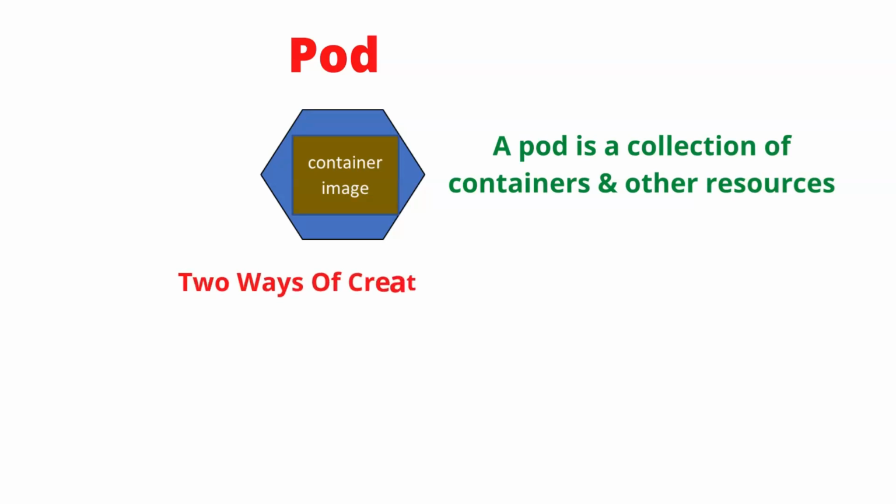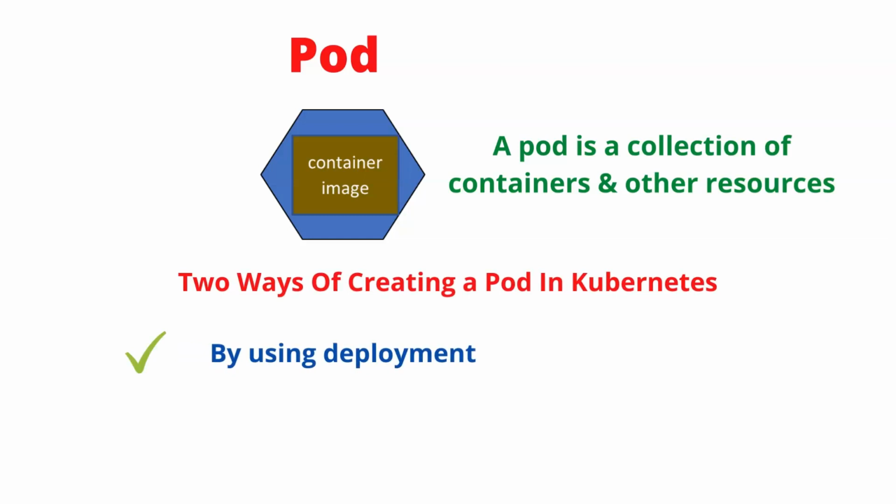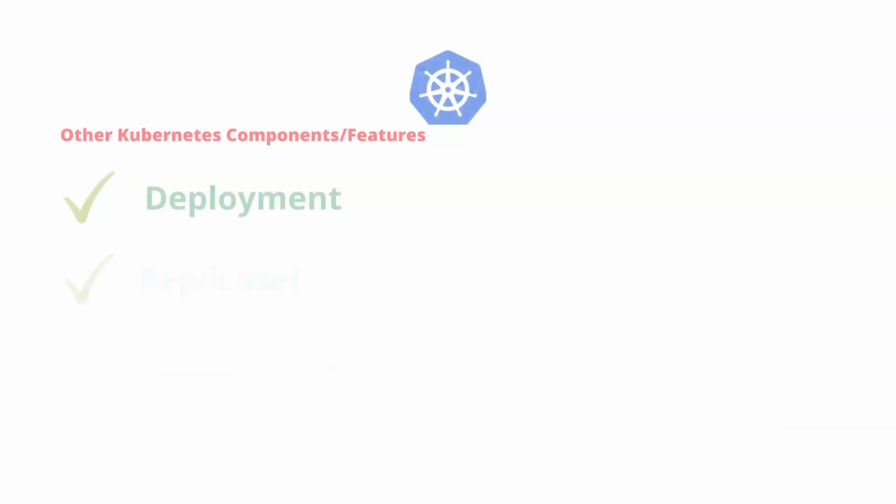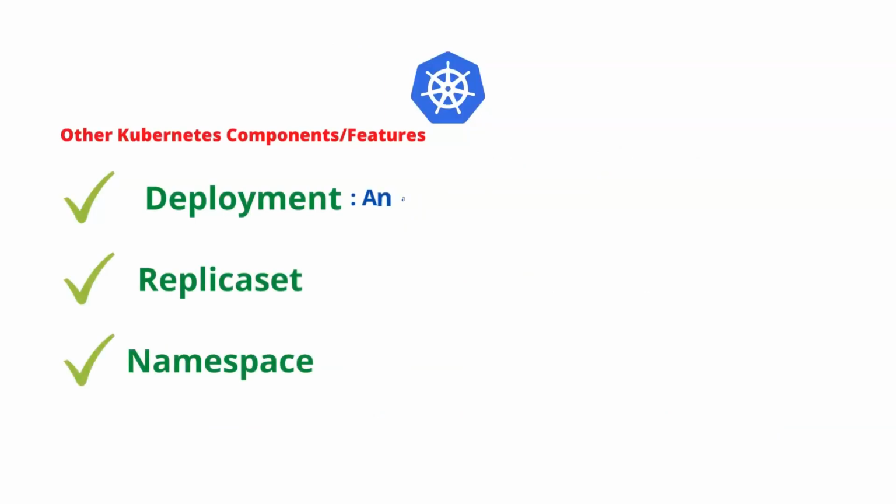The two ways of creating a pod in Kubernetes is by using deployment, and the other way of creating a pod is without using deployment, that is, as an individual object. Now let's break this down. A deployment is an abstraction over a pod, and using deployment to create a pod is basically the easiest and finest way of creating a pod.